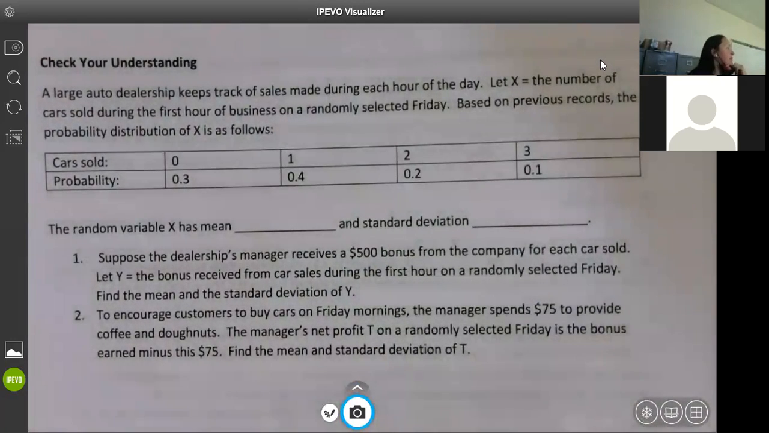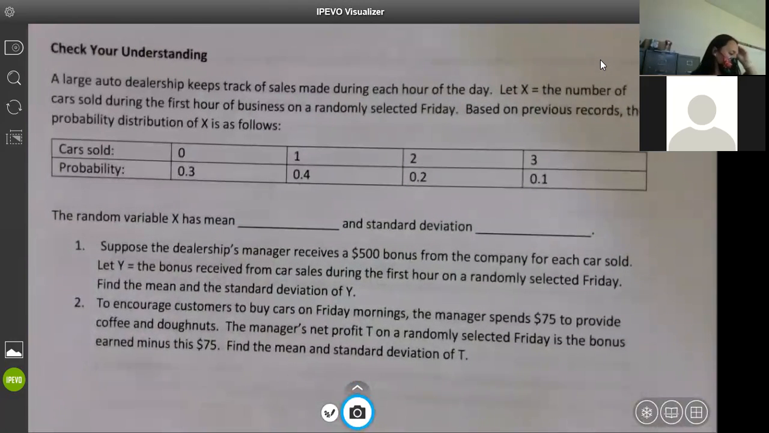Go ahead and put these in your calculator in L1 and L2 and find the mean and standard deviation for it. So we're putting these in the calculator, finding our mean and standard deviation. Then stop.